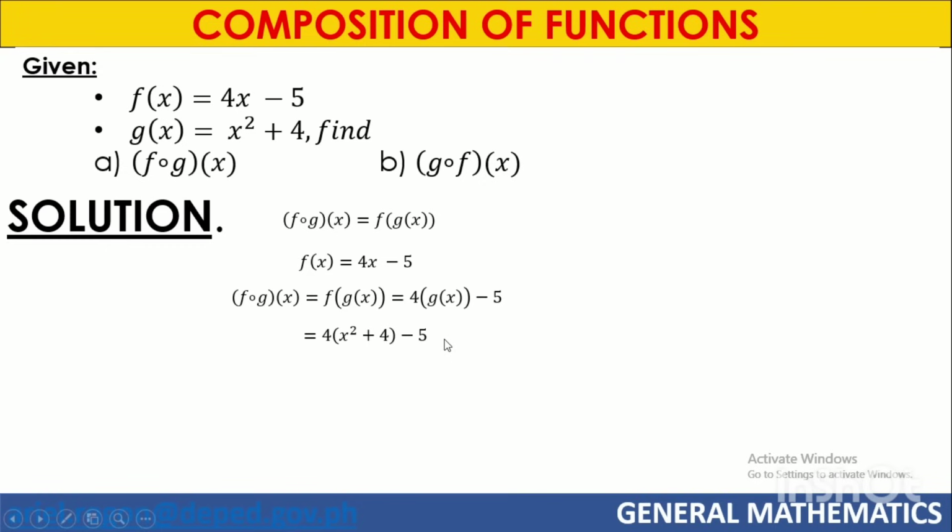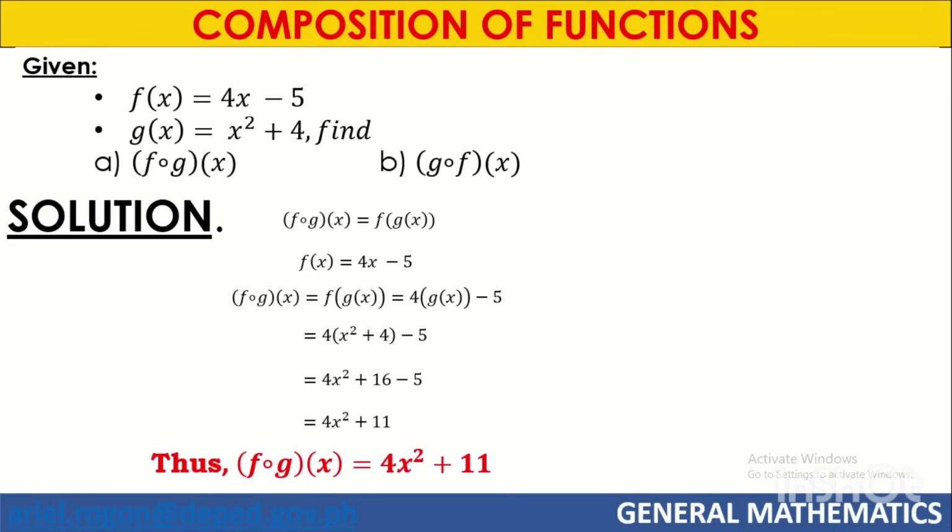After that, applying the distributive law, we need to distribute 4 inside the parentheses. So that is 4x squared plus 16 minus 5. Because 4 times x squared, that is 4x squared. 4 times 4 is 16. So combine similar terms. The answer is 4x squared plus 11. So therefore, the composition of f with g of x is equal to 4x squared plus 11. Next.